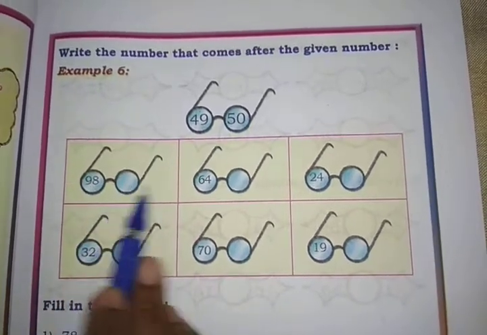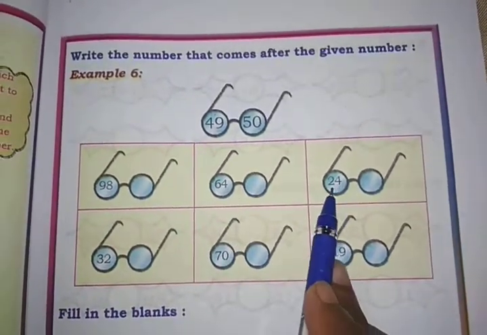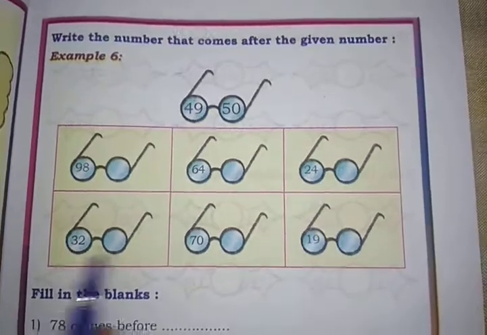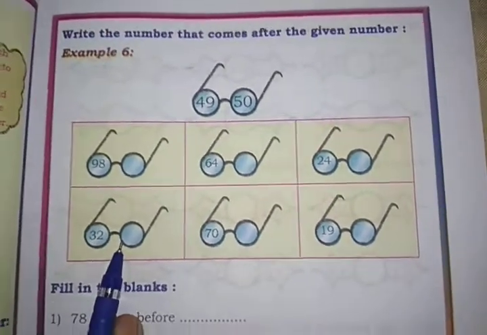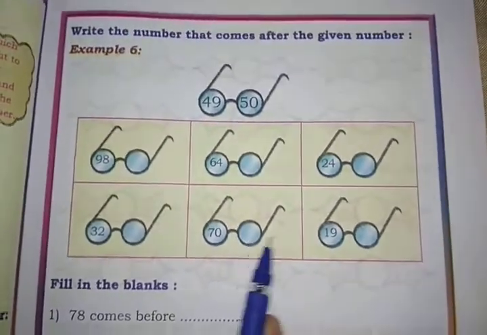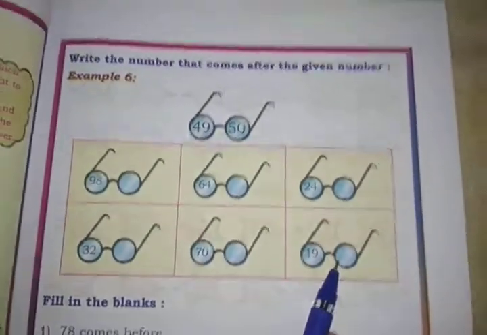98 after 99. 64 after 65. 24 after 25. 32 after 33. 70 after 71. 19 after 20. Now you see. Fill in the blanks. Page number 67.